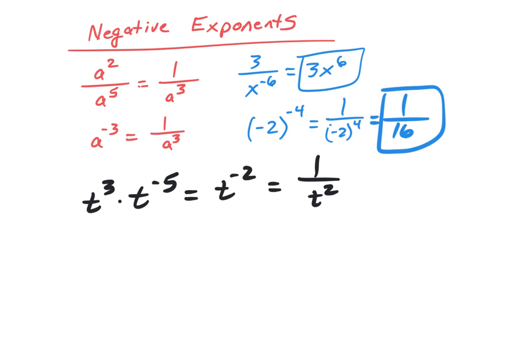You could have moved this to the bottom right away. And then I would have t to the 3rd over t to the 5th. And then that would be another way that you could have done it. So what you'll find out is that there's more than one way to approach some of these. You could use the product rule, you could use the quotient rule, you could use the negative exponent rule. There's a lot of different rules that could be in play here.